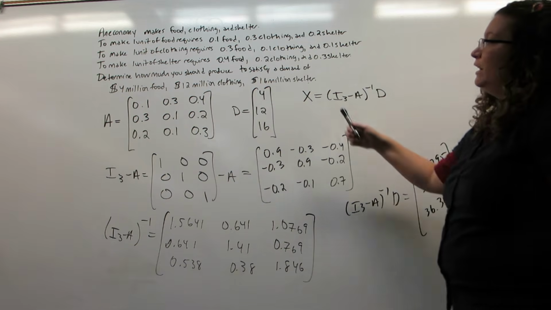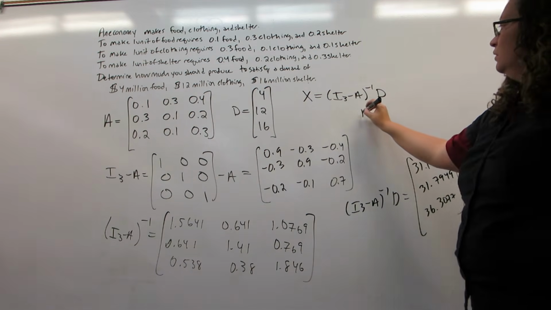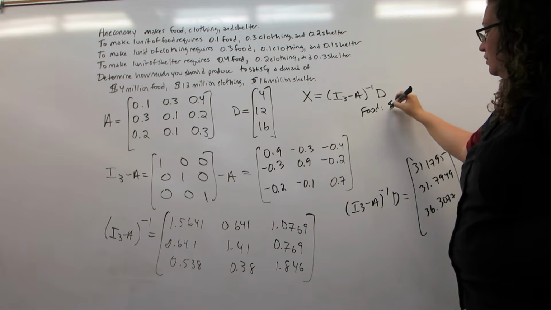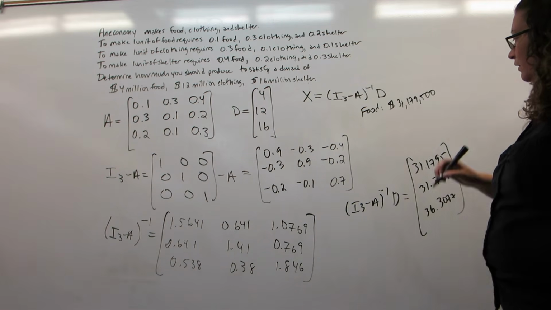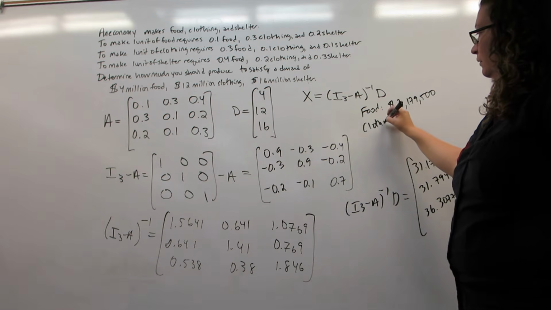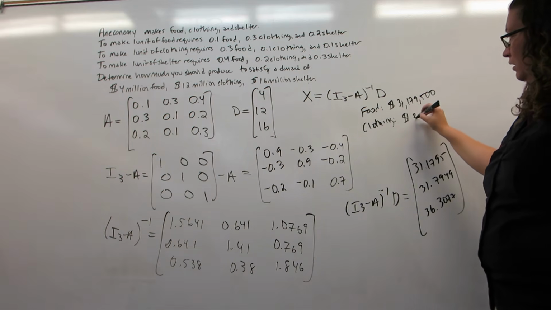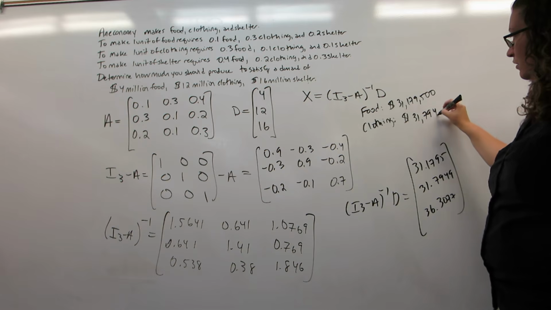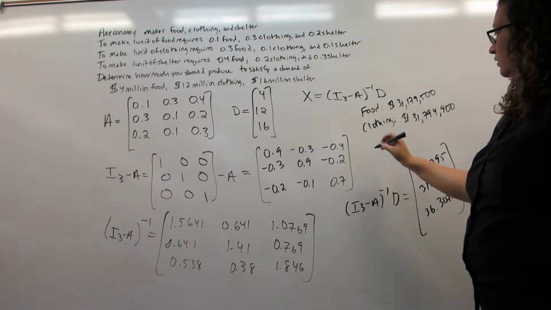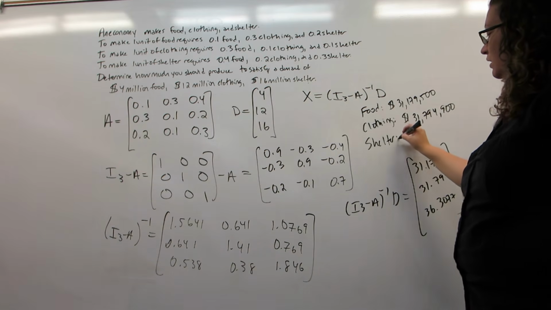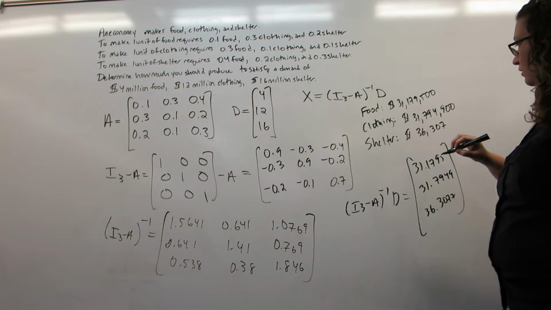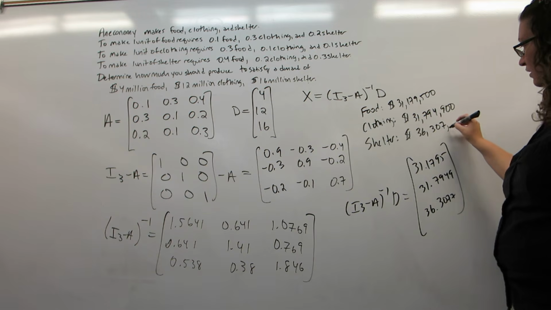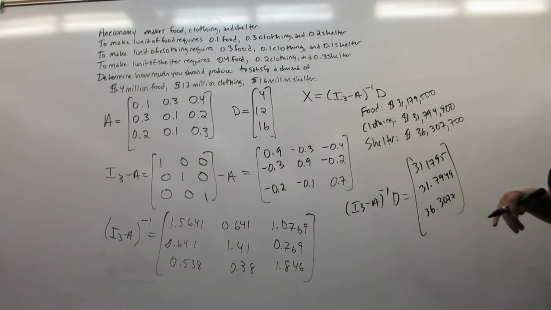We need to convert back to millions of dollars. So for food, we should make 31,179,500. For clothing, we should make 31,794,900. And for shelter, we should make 36,307,700. And that is the answer to our question.